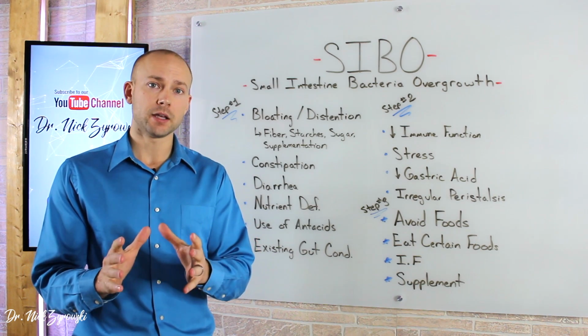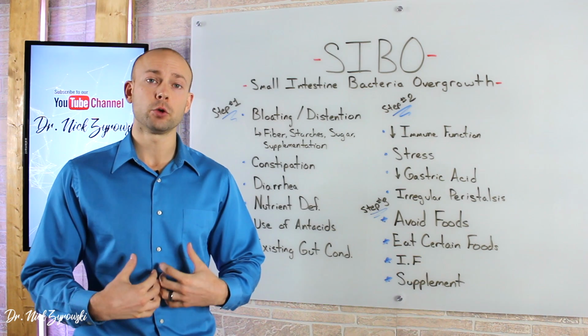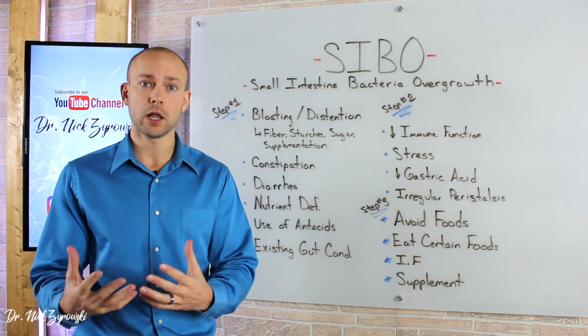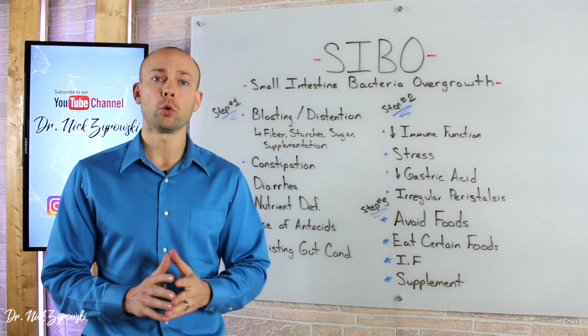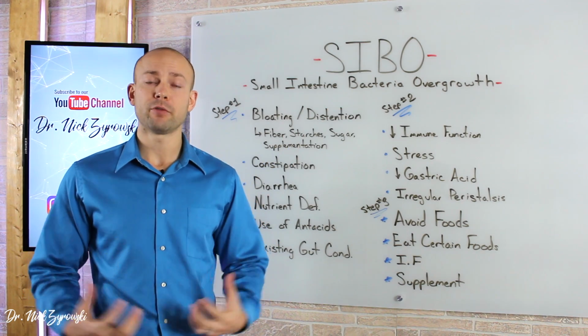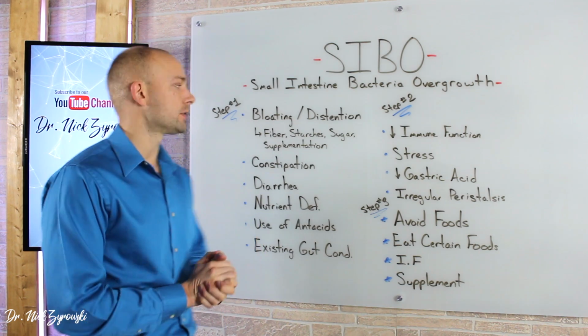Now, the small intestine should have very little bacteria in it, whereas the large intestine should have a lot. And so what happens in people who have small intestine bacterial overgrowth is essentially they get a lot of bacteria that goes into that small intestines and it causes a lot of symptoms. Let's go ahead and discuss them.